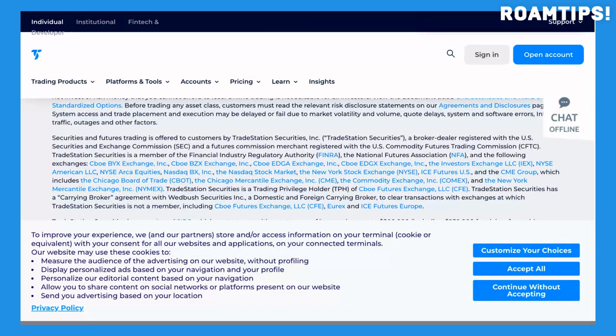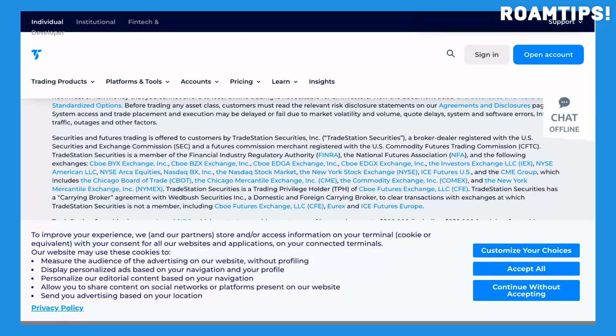Simulated trading, also known as paper trading, allows users to practice their strategies and refine their approach without risking real capital. This feature is invaluable for both beginners learning the ropes and experienced traders testing new ideas. Furthermore, TradeStation provides access to extensive market data, including real-time quotes, historical data, and news feeds, ensuring traders are well-informed and equipped to make informed decisions.